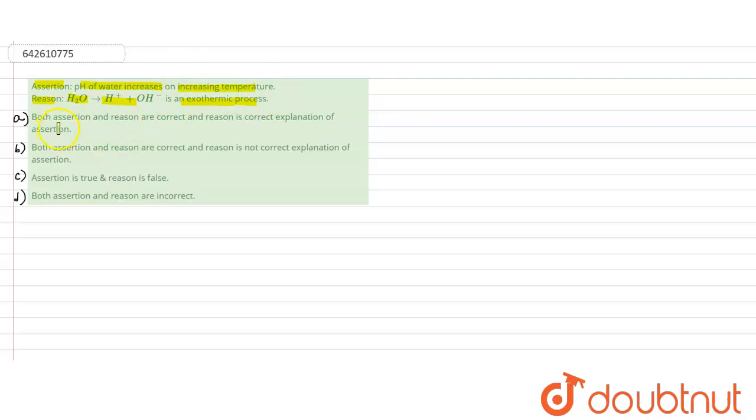So we have four options. Option A says that both assertion and reason are correct, and the reason is the correct explanation of the assertion. Option B says that both assertion and reason are correct, and the reason is not the correct explanation of the assertion. Option C is assertion is true but reason is false, and option D is both assertion and reason are incorrect. So this is the question. Let's try to solve it.